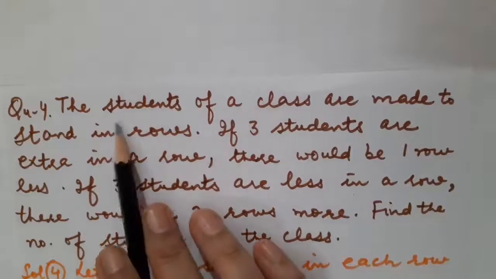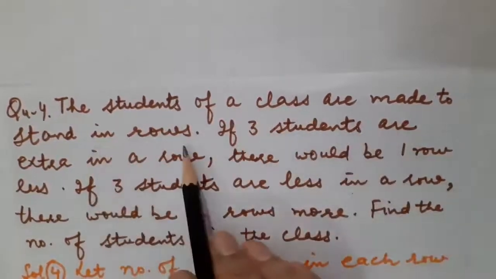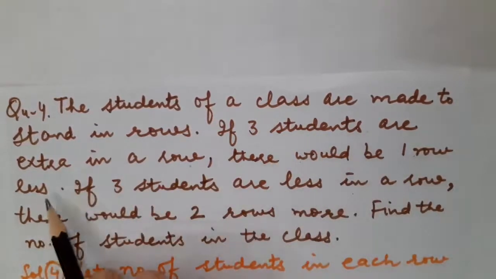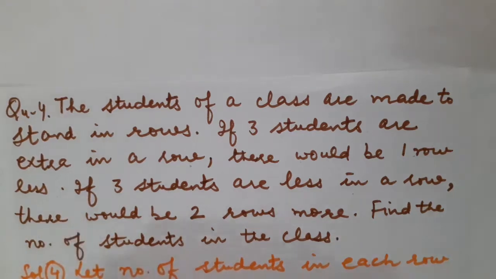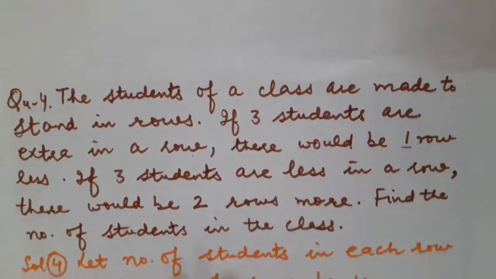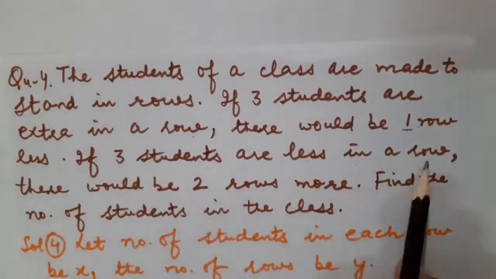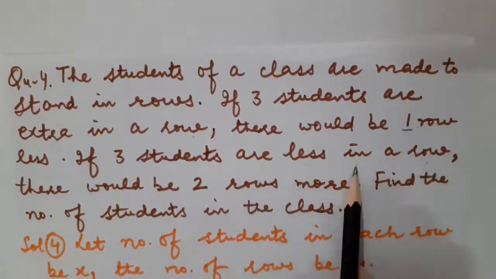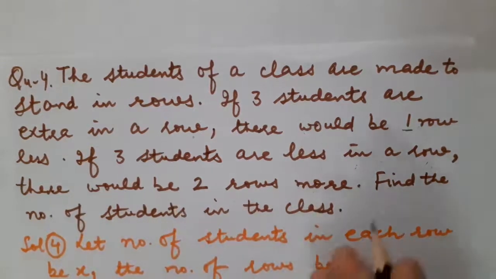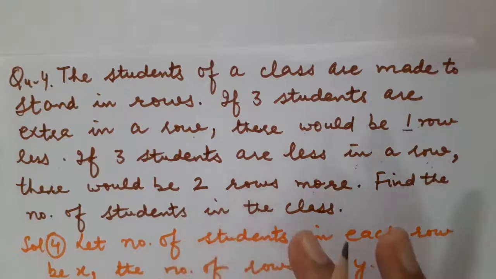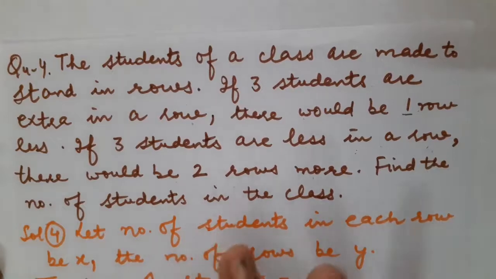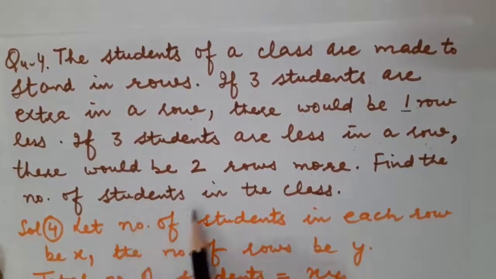Now children, this is question number 4 from exercise 3.7. The students of a class are made to stand in rows. If 3 students are extra in a row, there would be 1 row less. Means if I increase the number of students in each row, then 1 row will automatically be reduced. If 3 students are less in a row, then there would be 2 rows more. Definitely rows will be increased because the same strength we have to make stand in the class. So find the number of the students in the class.